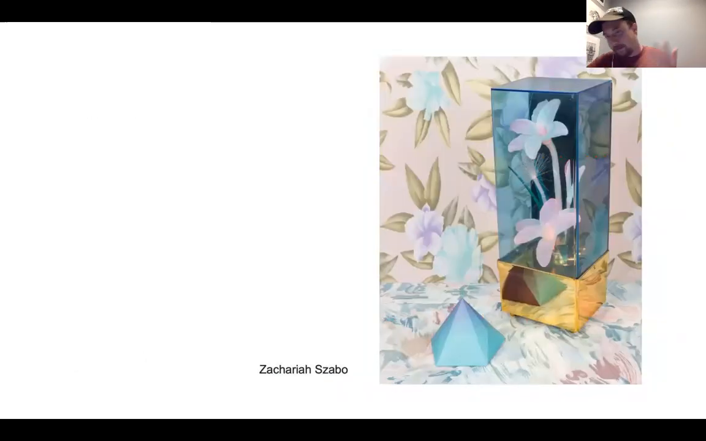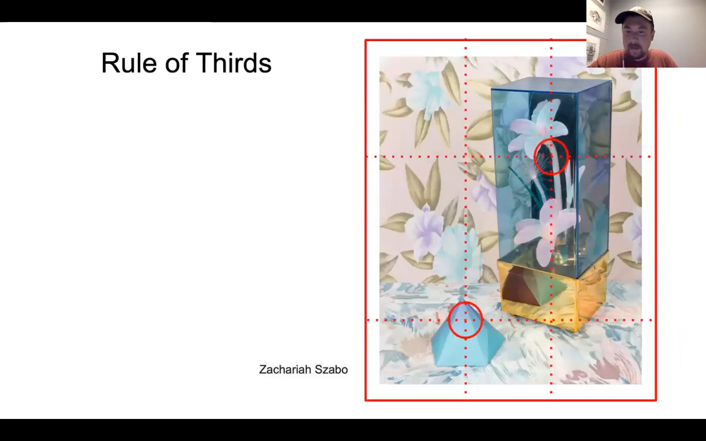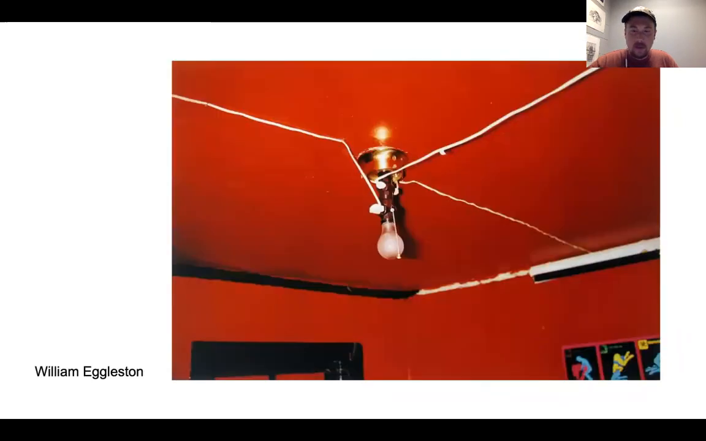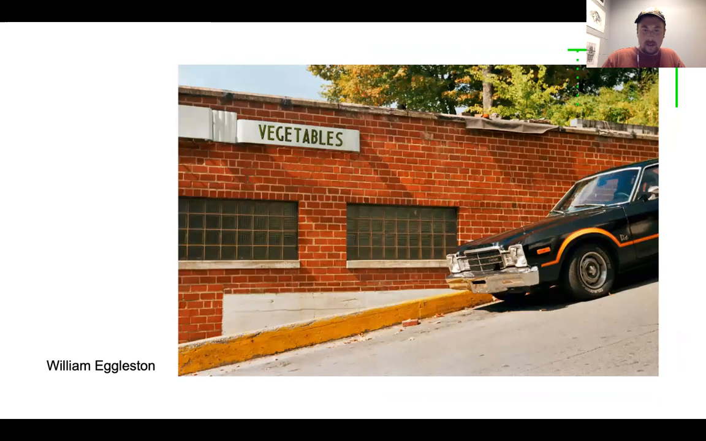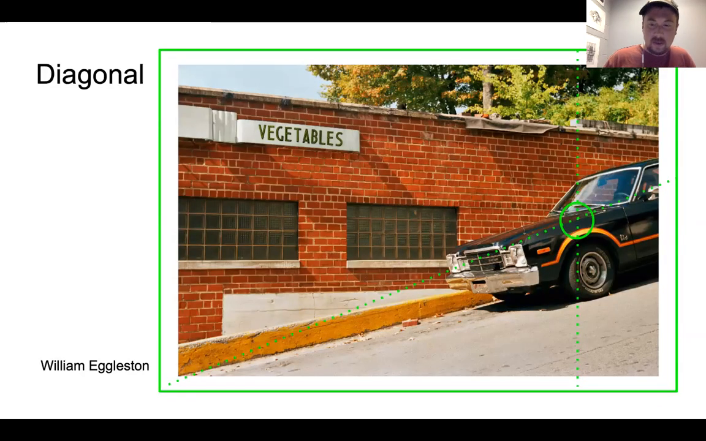Here's an image by Zach again, and this is utilizing rule of thirds. Image by William Eggleston, leading lines. So we have the power lines going to the bulb as a means of bringing us to the main part of the image, which is the light bulb. Another Eggleston image, which is using diagonals and leading lines from the street. Even a third. I would even consider this a rule of thirds. Well balanced rule of thirds too, because we have something that's filling in the whole frame, right?